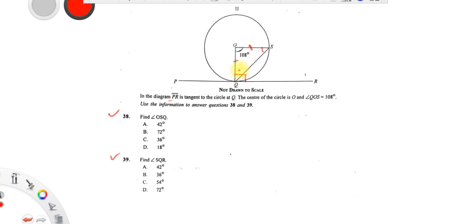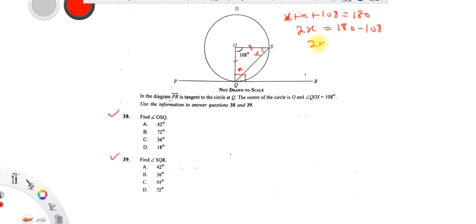So if the base angles, if this is x, this one will also be x. So you have x plus x plus 108 to give us 180 degrees. x plus x, what do we get? 2x. So this is equal to 180 minus 108. What is 180 minus 108? 72. You get 72.